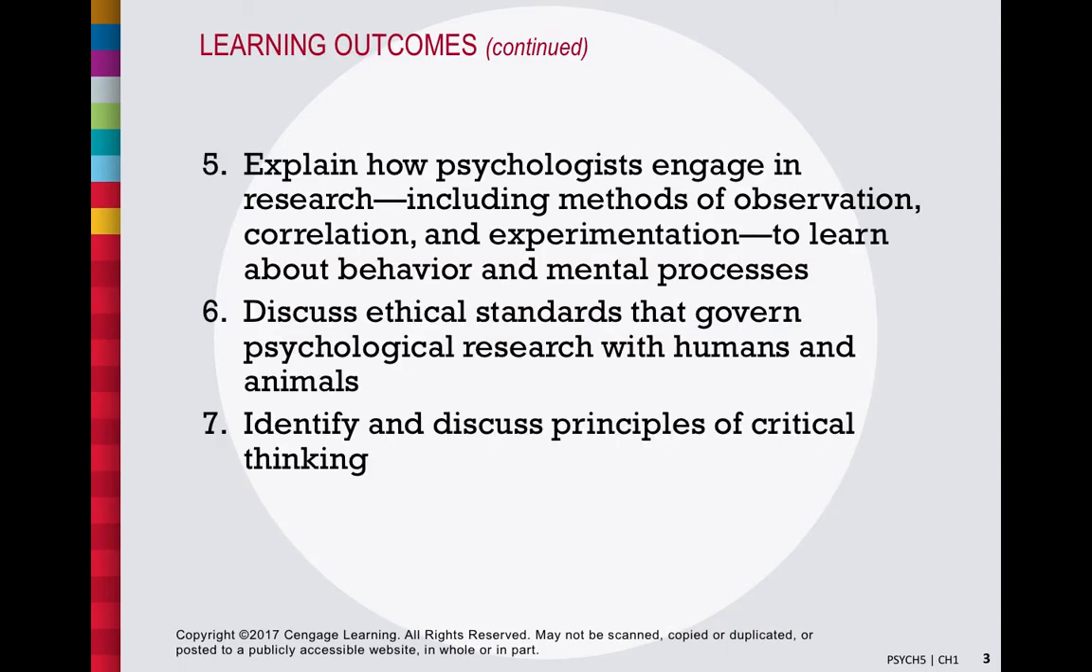You'll also be able to explain how psychologists engage in that type of research. We're going to talk about different types of research, including observational research, correlation, experimental. This is just a very nice overview. It's not the end-all, be-all comprehensive list of research methodology, but it's a nice place to start. We'll also look at the ethics involved in conducting research with both humans and non-humans, or animals. And then finally, we're going to look at the role of critical thinking.